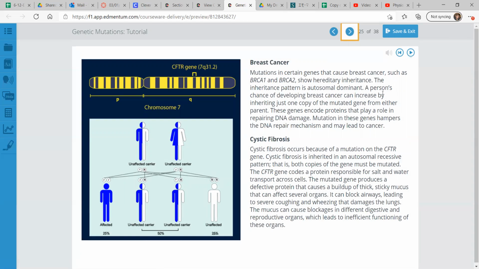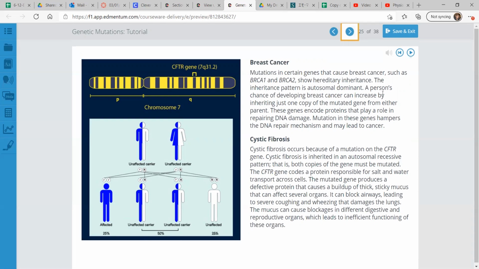Breast cancer. Mutations in certain genes that cause breast cancers, such as BRCA1, BRCA2, show hereditary inheritance. And the pattern of inheritance is autosomal dominant. A person's chance of developing breast cancer can increase by inheriting just 1 copy of the mutated gene from either parent. These genes encode proteins that play a role in repairing DNA damage. Mutation in these genes hamper the DNA repair mechanism and may lead to cancer. Cystic fibrosis.